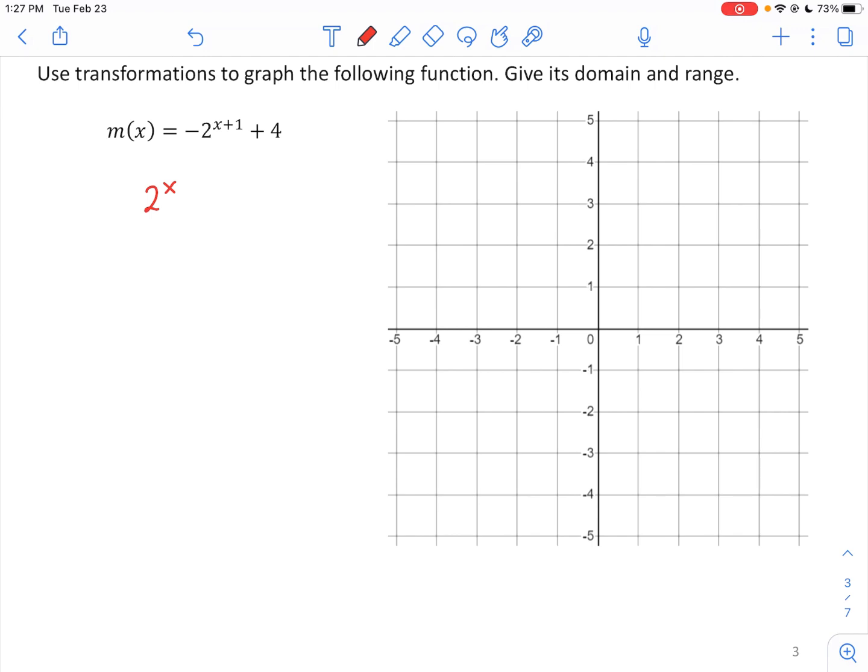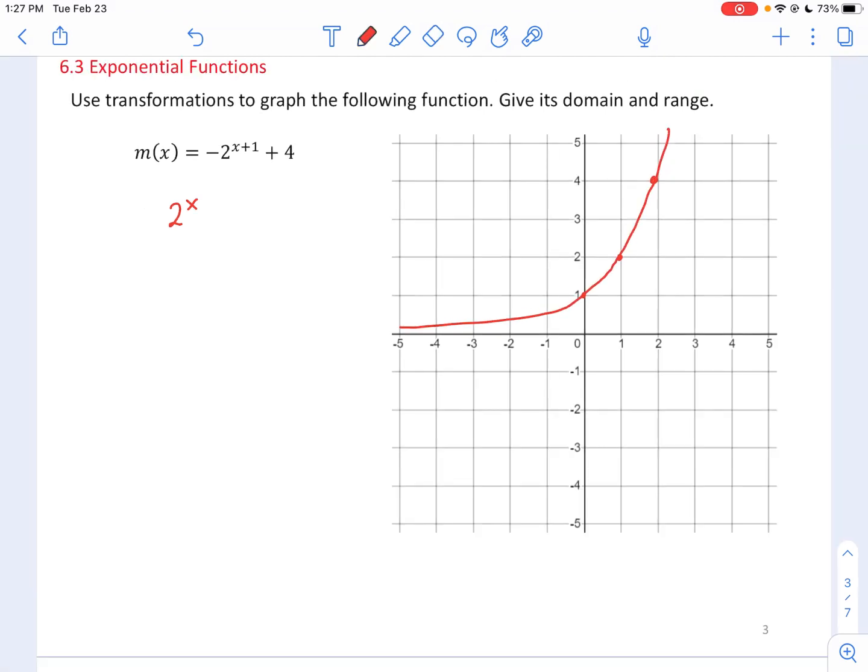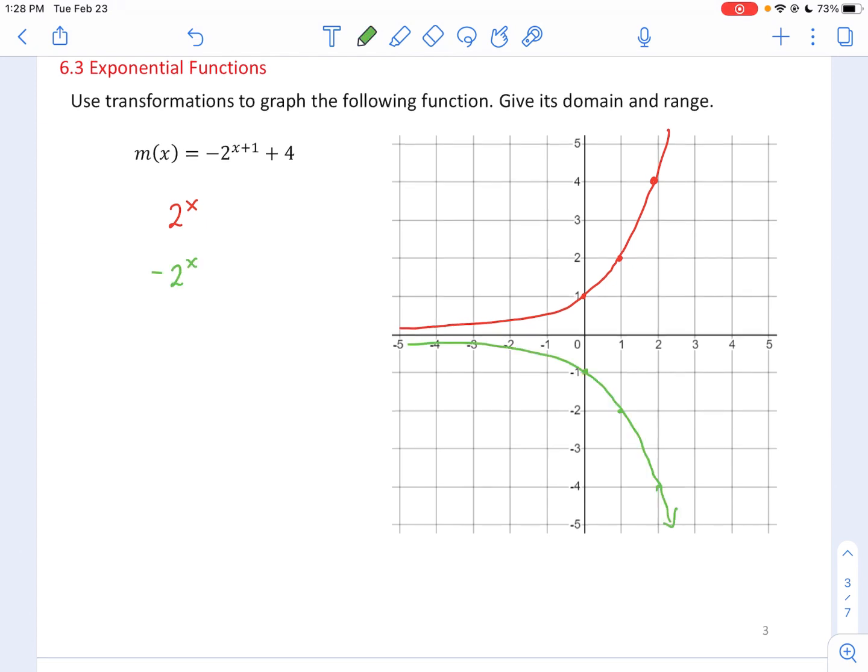And 2 to the x goes through (0, 1) and (1, 2). Those are two easy points to find on it. And it's a growing exponential, so it looks something like this. It also goes through (2, 4), so I might as well put that point there. So here's our parent. Now we're going to do the transformations. If you multiply the rule by negative 1, it'll reflect across the x-axis. This is a graph of negative 2 to the x.